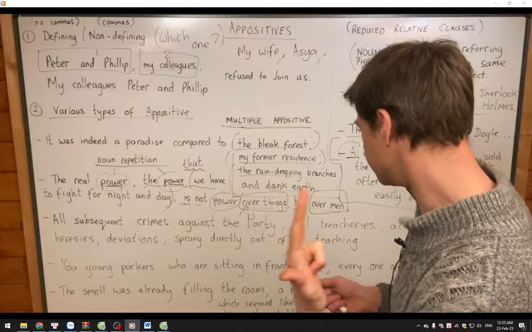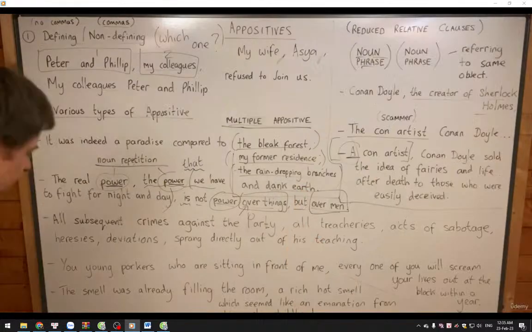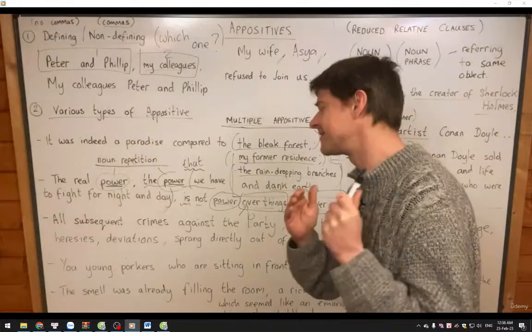All subsequent crimes against the party, all treacheries, acts of sabotage, heresies, deviations, sprang directly out of his teaching. Now, this is George Orwell's 1984. He's talking about a guy whose name's Emmanuel Goldstein. He is used as the face of the enemy of the people. And you can think of him kind of like Osama bin Laden, or the way Saddam Hussein was portrayed in Western media. You can think of him as exactly the same as that, because that's exactly what he is.